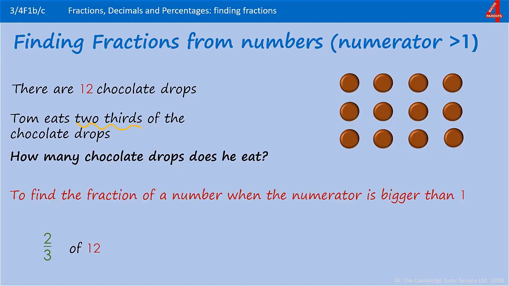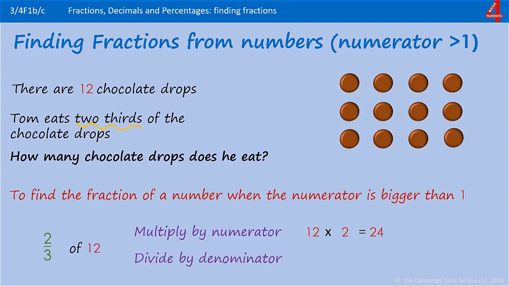2/3 of 12. To find the fraction of a number when the numerator is more than 1, you can multiply the number of things you have by the numerator. So we have 12, and we're going to multiply it by the numerator, which is 2. And that's 24. When you've done that, with the answer you have, you can then divide that by the denominator. So we have 24. If we divide it by the denominator, we're dividing it by 3. 24 divided by 3 is 8.